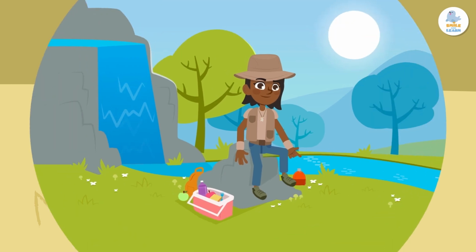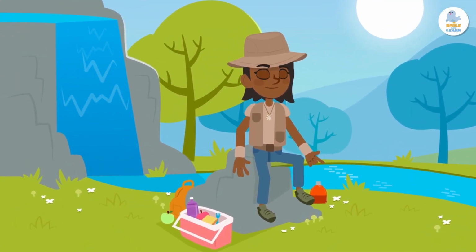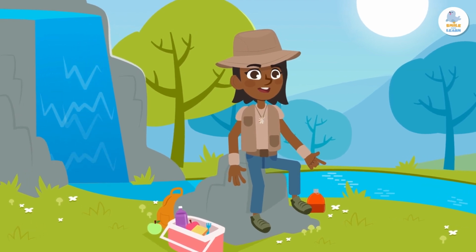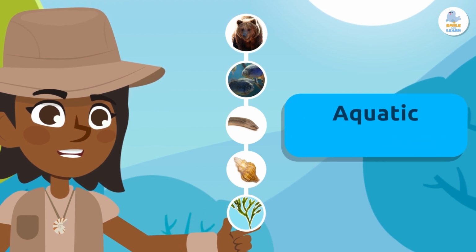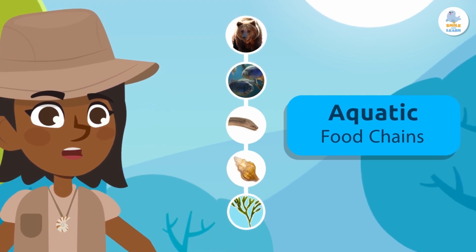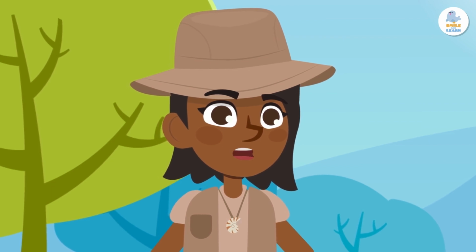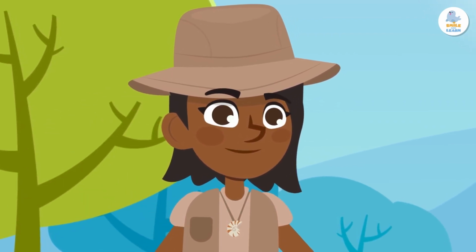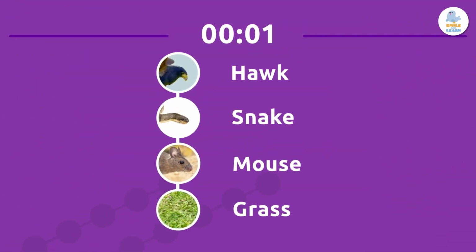Remember, we can classify food chains by the habitats where the living beings in the chain get their food. If all of the living beings get their food from aquatic habitats, even if one of them lives on land, we classify the chain as aquatic. Let's see if you can tell me. Are these terrestrial or aquatic food chains? Terrestrial or aquatic?